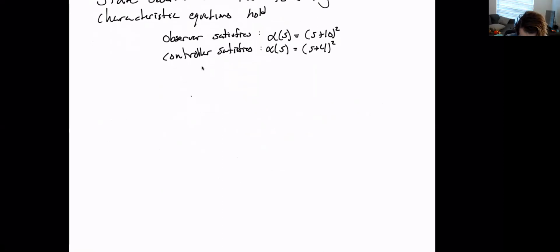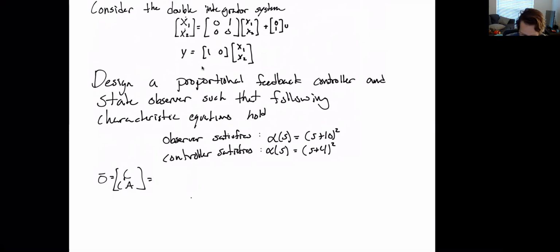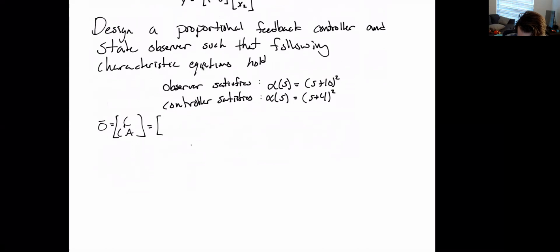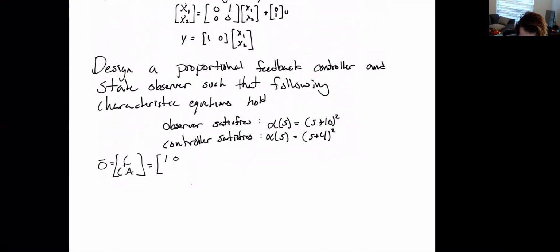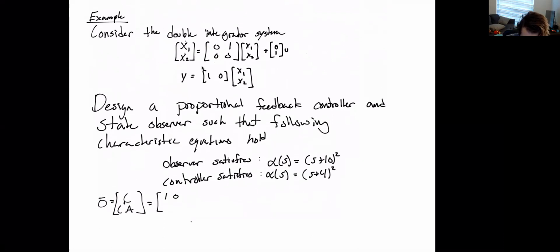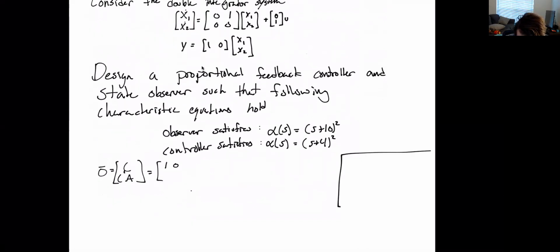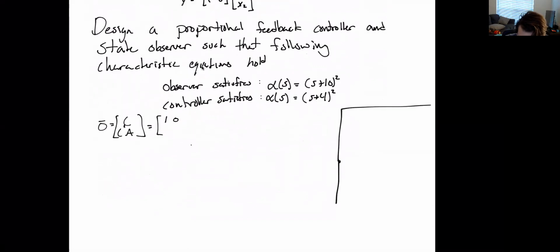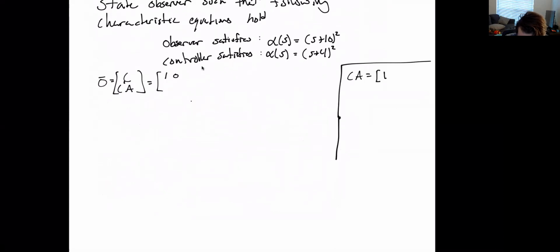To do that, let's look at our various matrices. Our observability matrix, O bar, is equal to C and C times A. If we look back up at our system, C is 1, 0. So let's plug that in: 1, 0. And C times A, so if we have A right here and C right here, let's make a little box over here. Great. C times A is equal to 1, 0 times [0, 1; 0, 0]. So this is equal to 0 and 1.